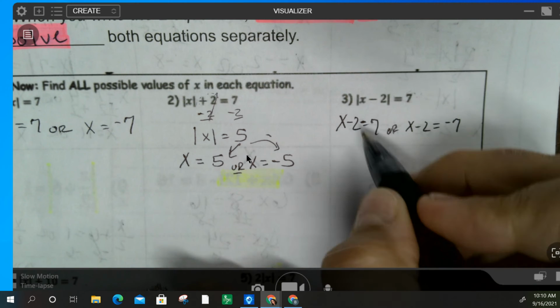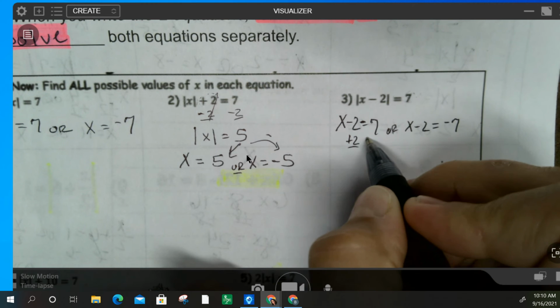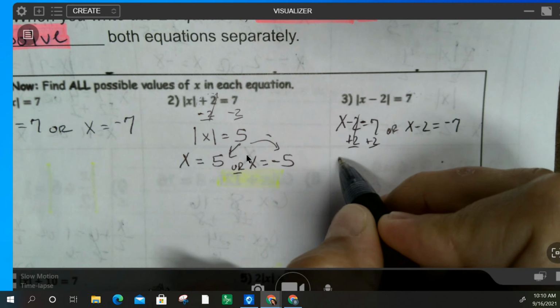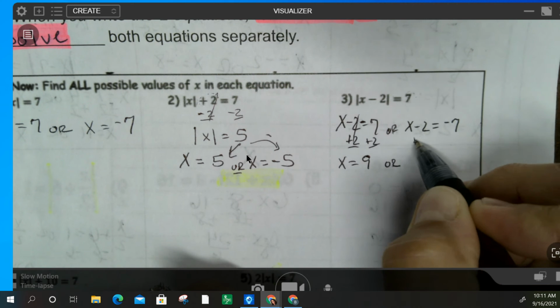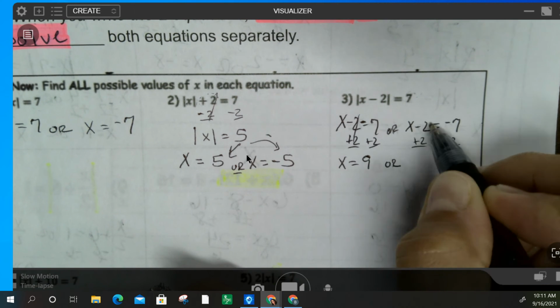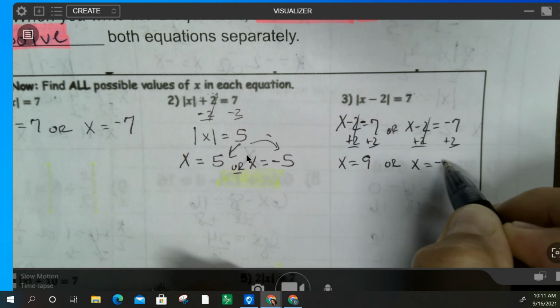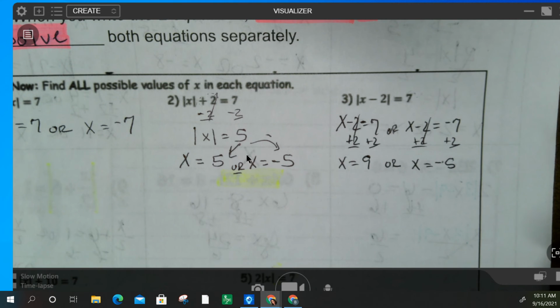So this is step 4. So I'm going to solve this equation by adding 2 to both sides. Do not assume you know the answer, please. And then the same thing, I'll solve this equation. Make sure you're using a calculator if you don't like negatives. There you go. So you now have the answer of x equals 9 or x equals negative 5.